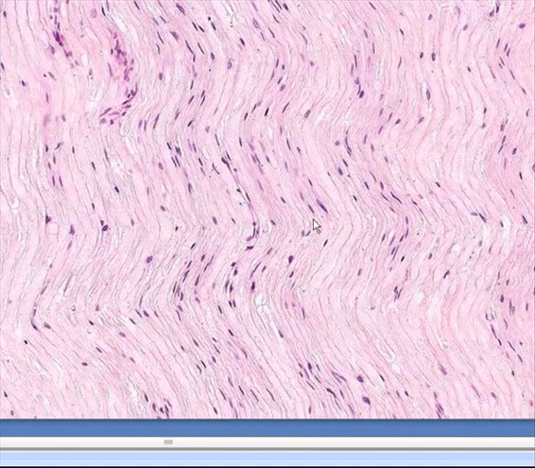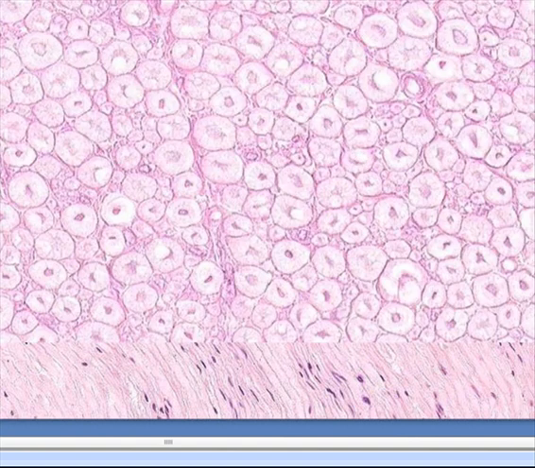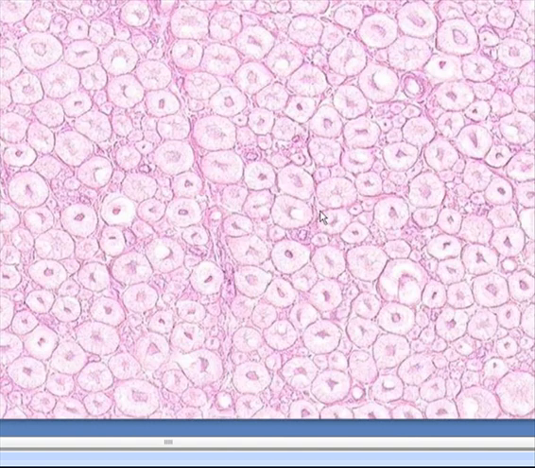Here is that same exact structure now cut longitudinally rather than transversely. And you'll see little dots surrounded by lighter fatty areas. Well, these little dots are your actual axons, aren't they? These are the nerve processes. And the whiter area around them is the myelin sheath.